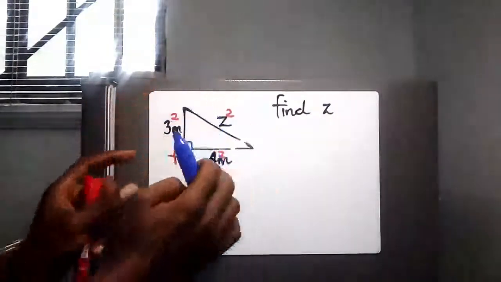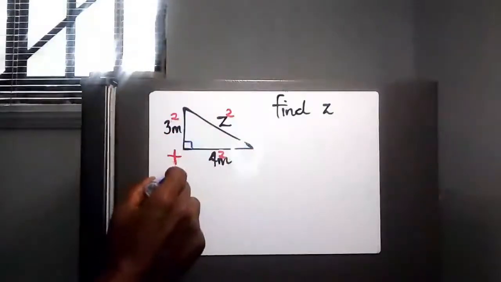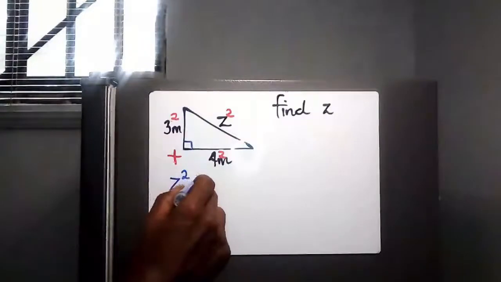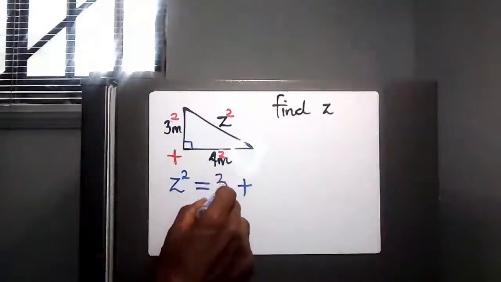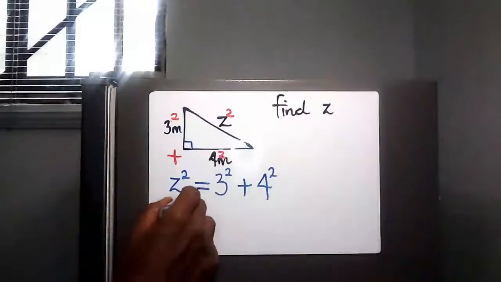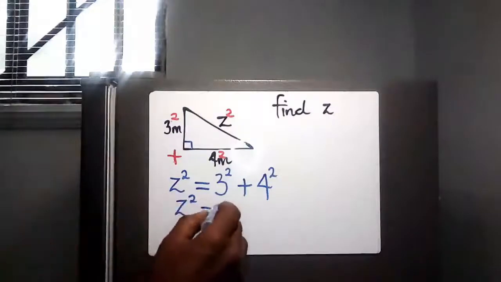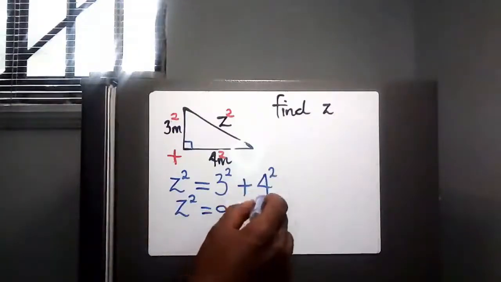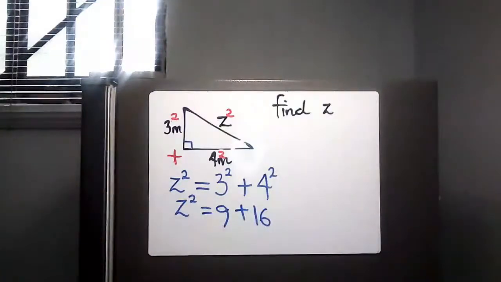So putting this in a proper mathematical expression, I have the square of the hypotenuse is equal to the sum of the square of the adjacent sides, 4 squared. So this is z squared equals, what is 3 squared? 3 squared simply means 3 times 3, which is 9, plus 4 squared is 16. So the next step is z squared equals 9 plus 16, which is what? 25.